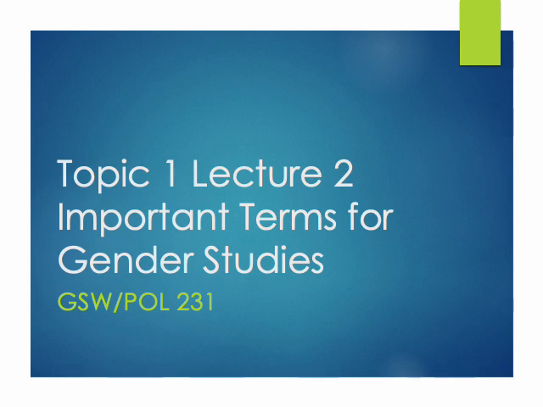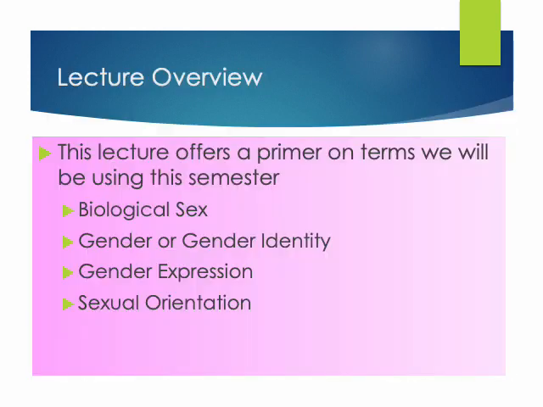And in this lecture, we're going to be taking a look at important terms for gender studies. We're going to do a quick primer on terms we'll be using throughout the course of the semester. Some of these terms you may already be familiar with, but it's important that these terms are properly defined so that they're used in the correct manner. The terms that we're going to be defining in this lecture are biological sex, gender or gender identity, gender expression, sexual orientation. Okay, let's go ahead and get started.